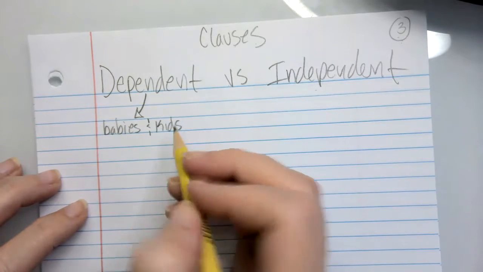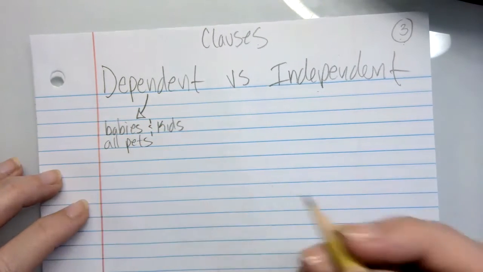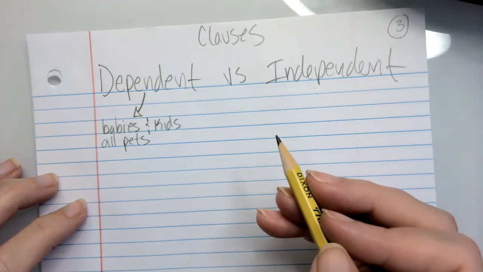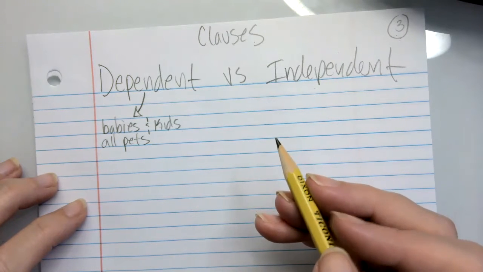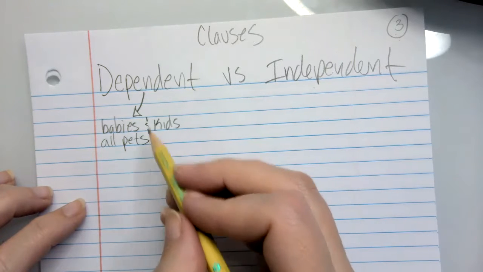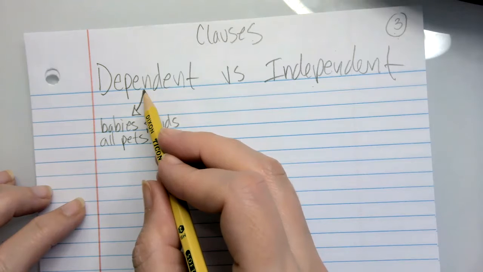So babies and kids are dependent. All household pets are dependent. Wouldn't you agree? If you don't feed your dog, it dies. If you don't give your dog water, it dies. It's the same with any pet. Any household pet is 100% dependent upon its owner for survival.